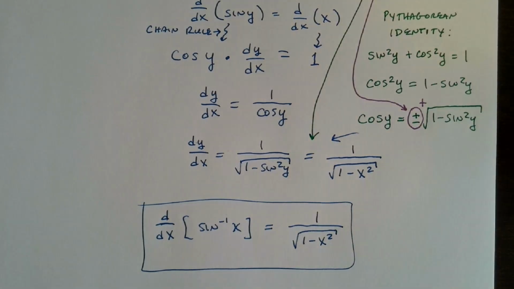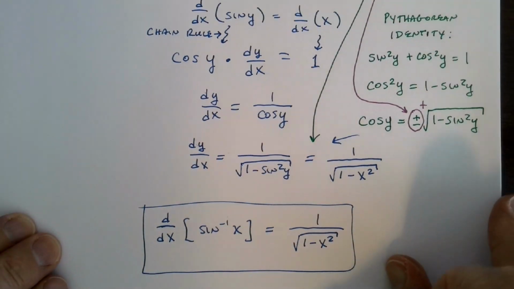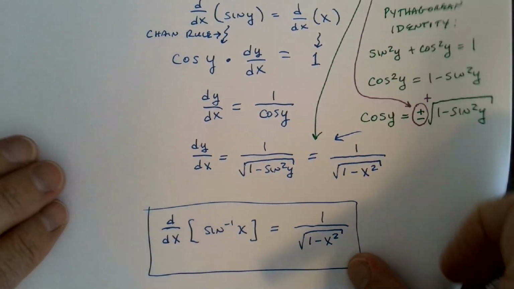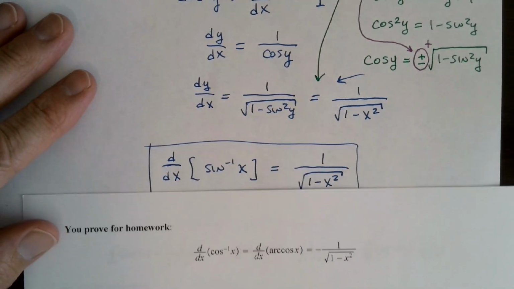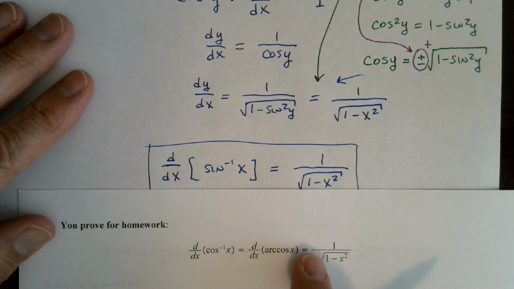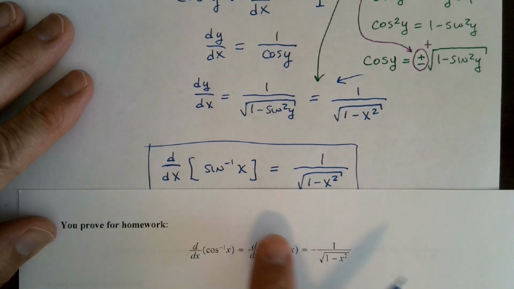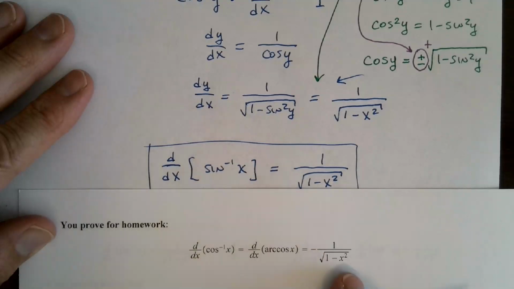What I would like you to do is to similarly prove the derivative of the inverse cosine function. And it's going to look pretty familiar here. The derivative of the inverse cosine function, or the arccosine function, is negative 1 divided by the square root of 1 minus x squared. There's a negative sign there. Derivative of sine inverse is this. Derivative of cosine inverse is negative 1. So they're very similar, just one's positive, one's negative.